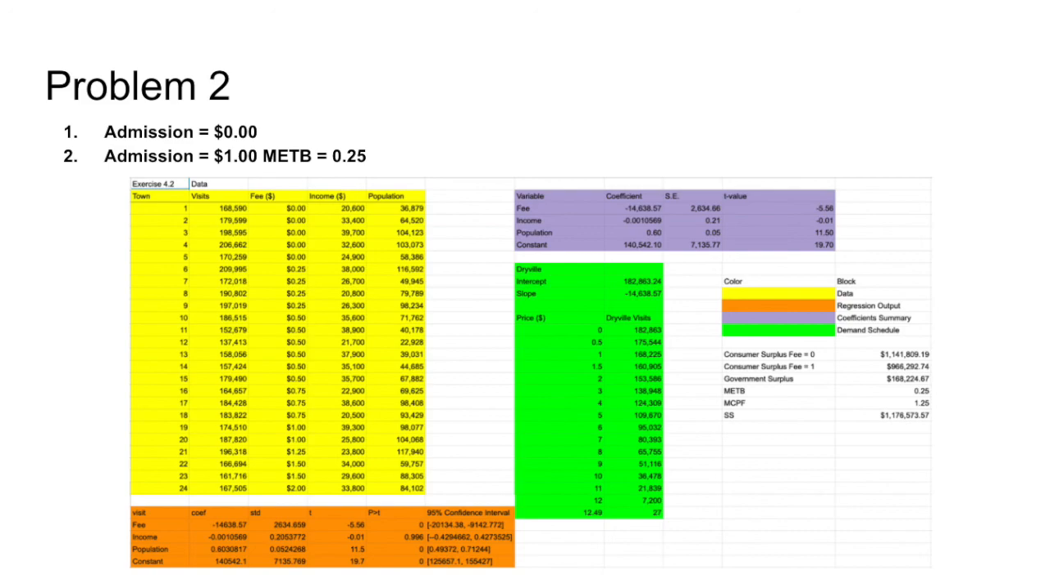The marginal cost of public funds, abbreviated MCPF, is 1 plus METB, which equals 1.25. The MCPF acts as a multiplier on the government surplus. So, in total, consumer surplus and weighted government surplus add up to a gross benefit of $1,176,573.57. And that concludes the presentation for Lab 4.